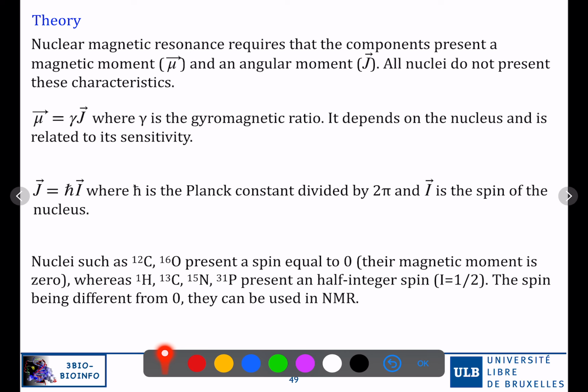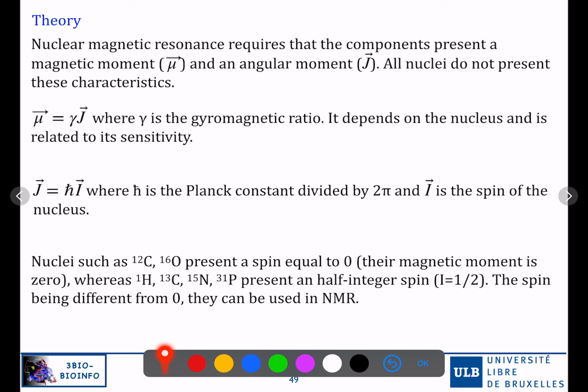On the other hand, you have other atoms that present a spin that is different from zero. For instance, you have the isotope 1 of hydrogen that has a spin equal to 1/2. And so here the spin is different from zero. So you have an angular moment that is different from zero, and a magnetic moment that is different from zero. And so it's possible to do nuclear magnetic resonance by using the nucleus of hydrogen-1.